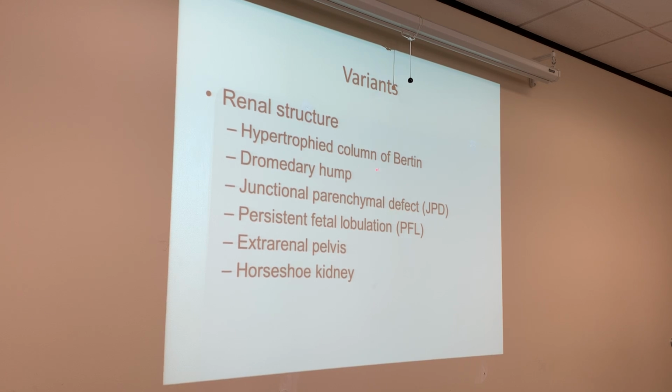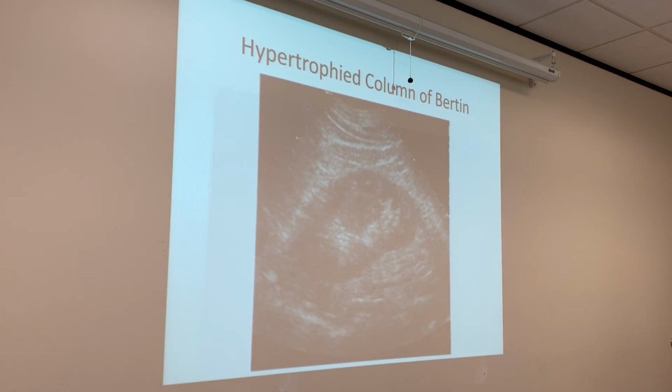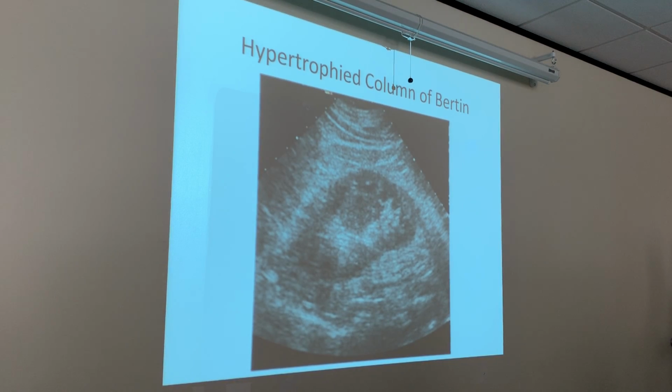Now, renal. You can have a column of Bertin. It looks like a mass. Don't measure it if it's the same echogenicity. See how like this, where it looks like it is hyperechoic? Can you see that? It looks like it's hyperechoic to the cortex. Change your hand position. Show that this is cortex.